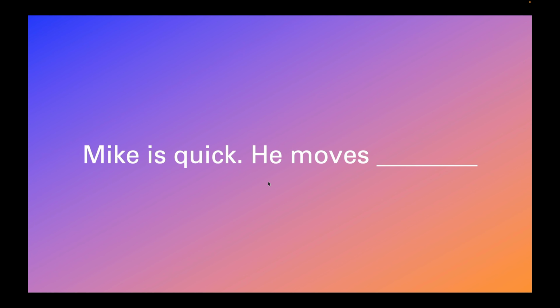By now, you've probably heard that generative AI, like ChatGPT, was trained to fill in the blanks in phrases like this one: Mike is quick, he moves. As a human, you can read this and guess that Mike probably moves quickly. But how do you get a computer to fill in the blank like that?